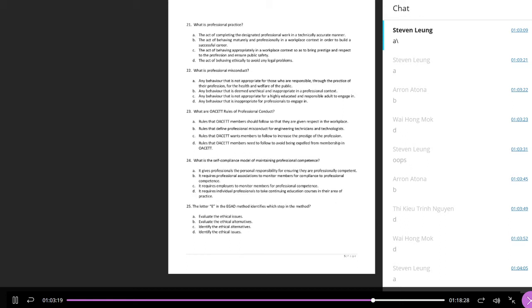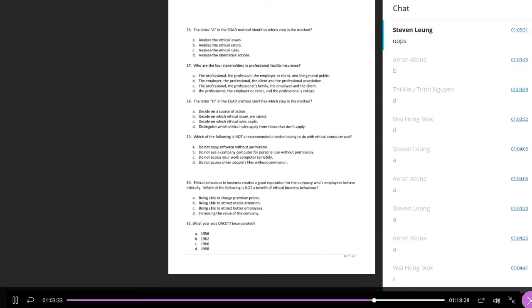Number 25, the letter E in EGAD stands for what? And the answer here is D, identify the ethical issues. So 25 is D. Yes. And what does A stand for, number 26?